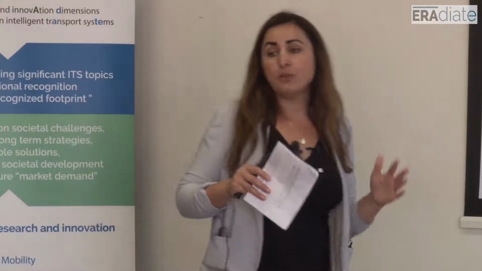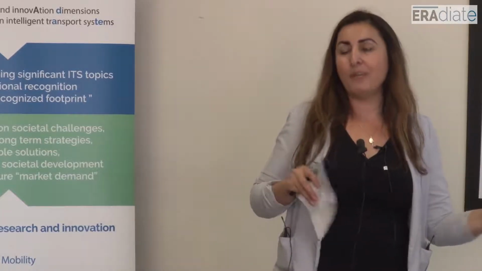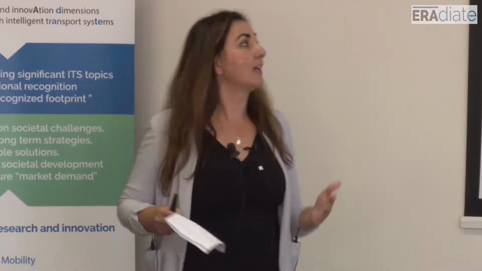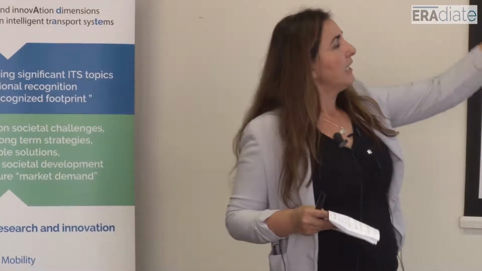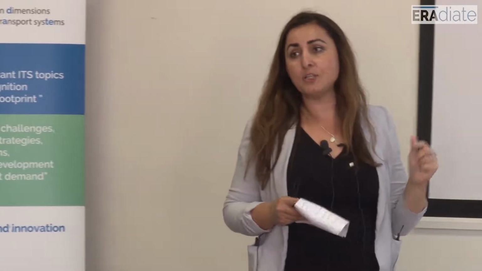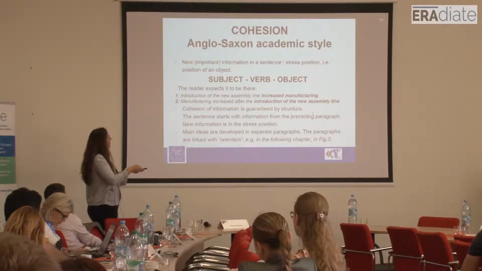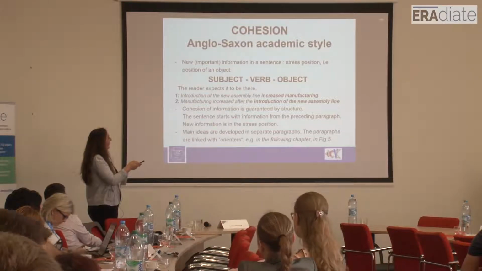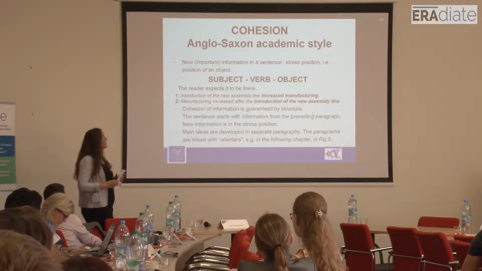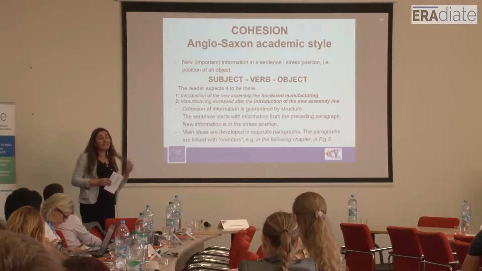So, as you know, in English, there's a fixed word order compared to other languages, for example, Slovak. And it goes like this: subject, verb, object. So if you want to present new information, it should be here, in the object position. And this is really important. The reader expects it to be there, okay? And probably a native speaker also.